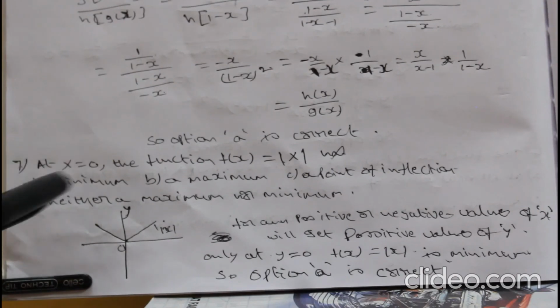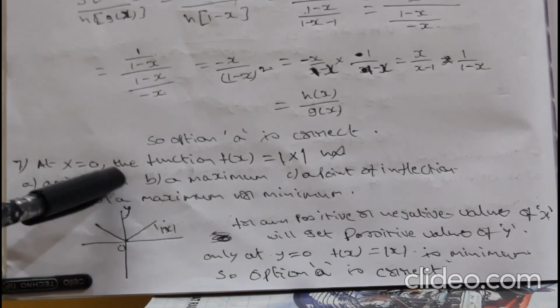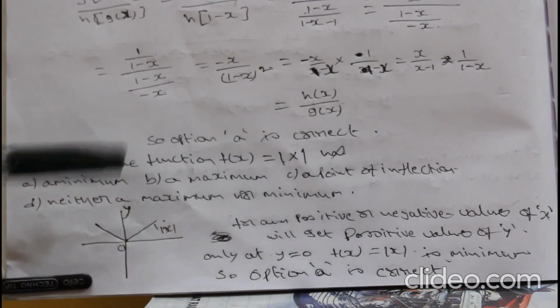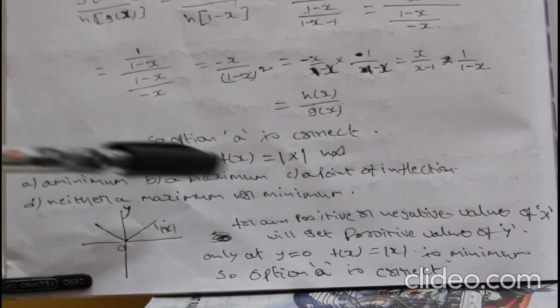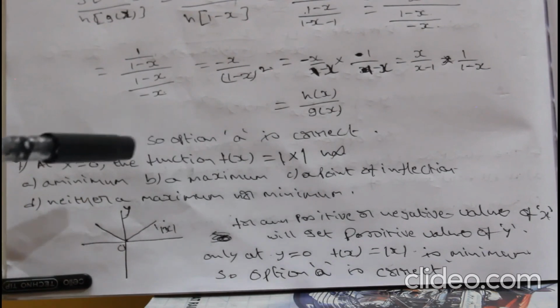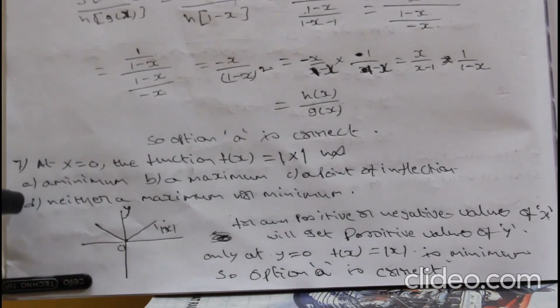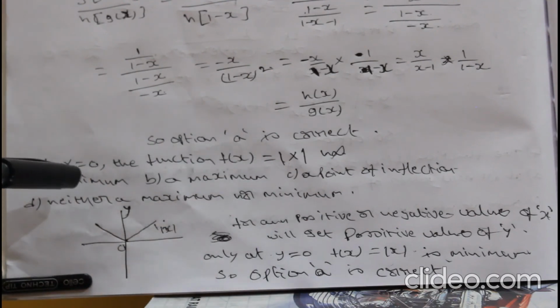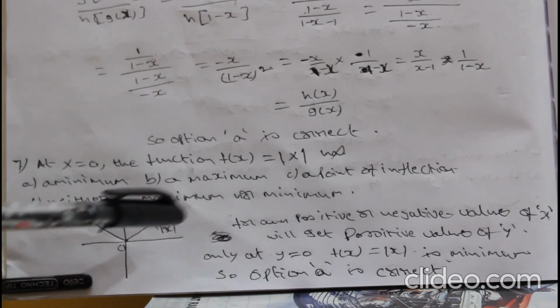Look at question number 7. At x is equal to 0, the function f of x is equal to modulus of x has. The function is given, f of x is equal to modulus of x, and what is the value of f of x at x is equal to 0? That is asked. Option A, minimum value, maximum value, or point of inflection, neither maximum nor minimum.